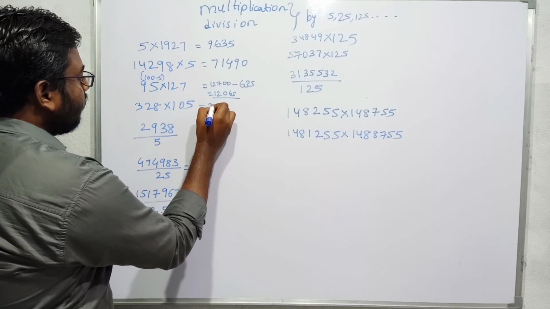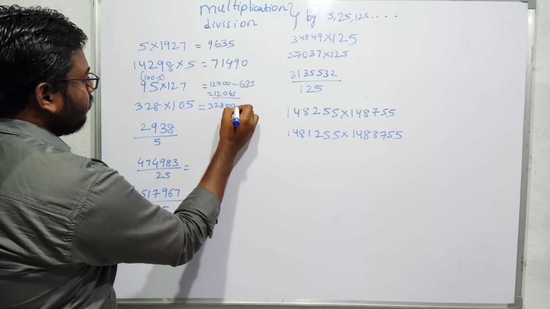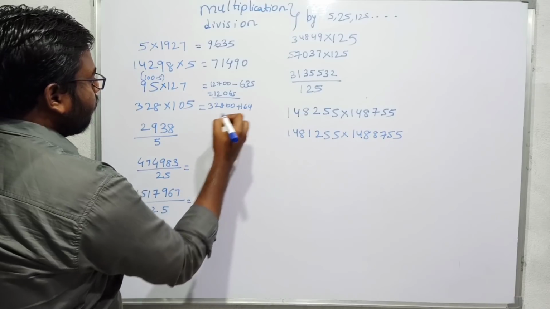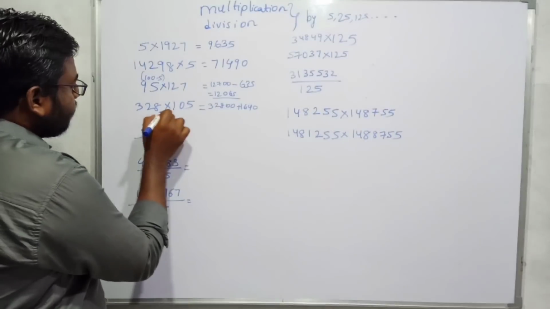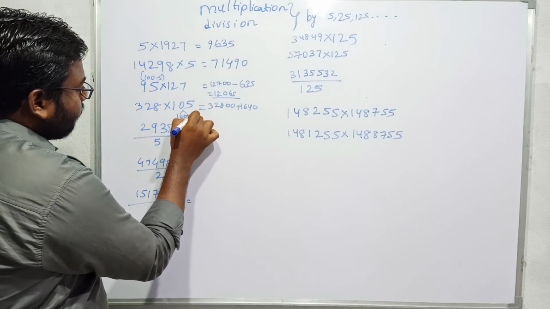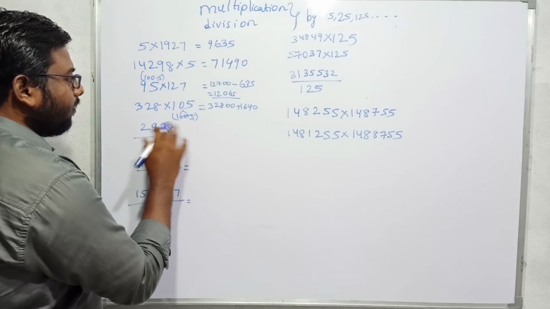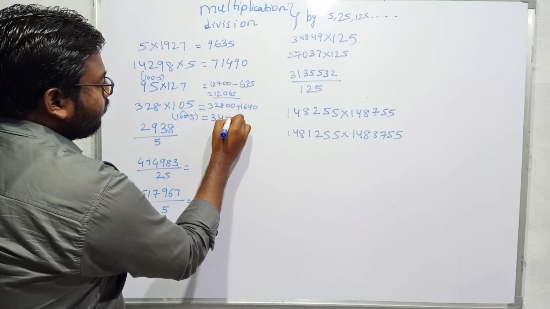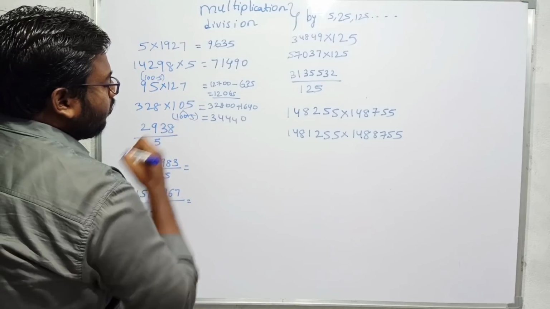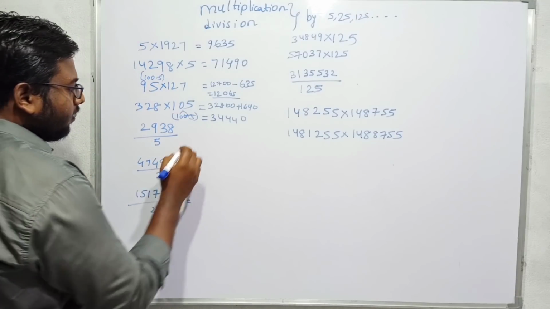For example, I will write this as 32800 plus this is 1640. How I got this: I will write this as 100 plus 5. I know how to multiply with 5. So if I add this, I will get 34440. This is the result for this.